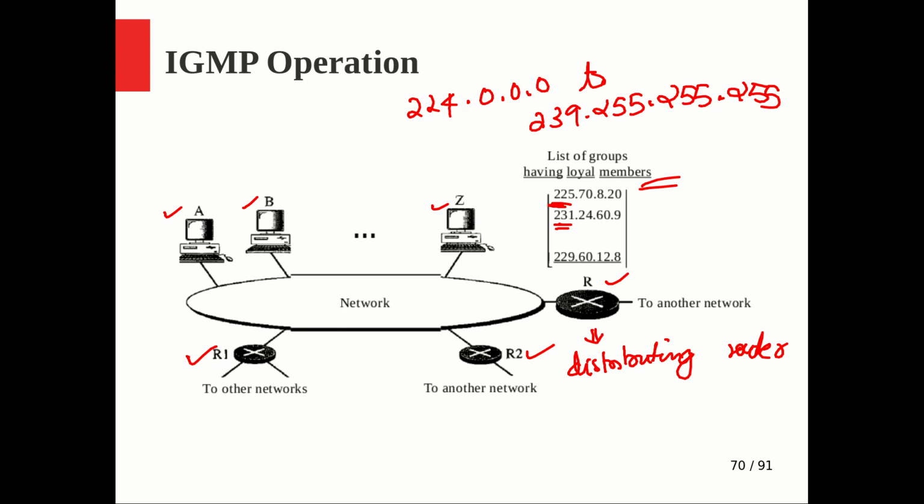So here you can use a term called interested. You can say like this: A is interested in a multicast group, say 225.70.8.20, something like that. Similarly, in general we can say this router R is interested in these groups, so that whenever packets come with the destination address being any one of them, this router will receive them because it is interested in them. Other groups it can simply ignore. So that is the purpose of maintaining this kind of list in any distributing router. So that is the idea.